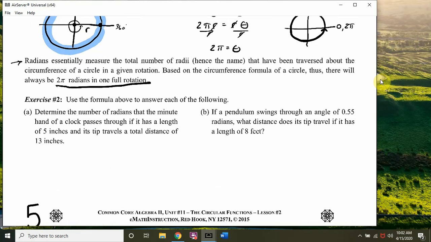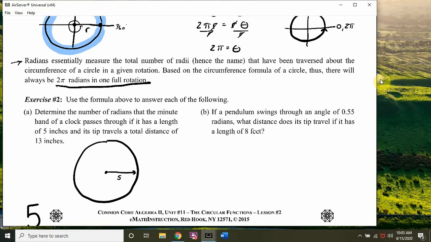Okay, use the formula above to answer each of the following. Determine the number of radians that the minute hand of a clock passes through if it has a length of 5 inches and its tip travels a total distance of 13 inches. So let's try to envision this. Now, we've got our clock. Here's my minute hand, and that's going to be 5.